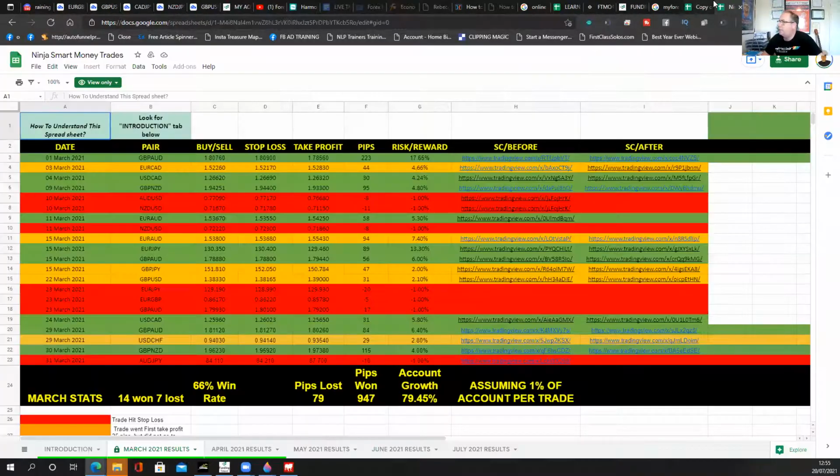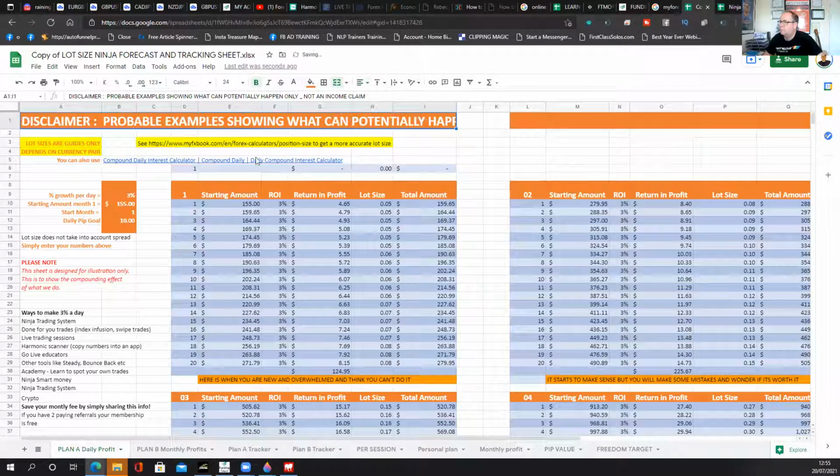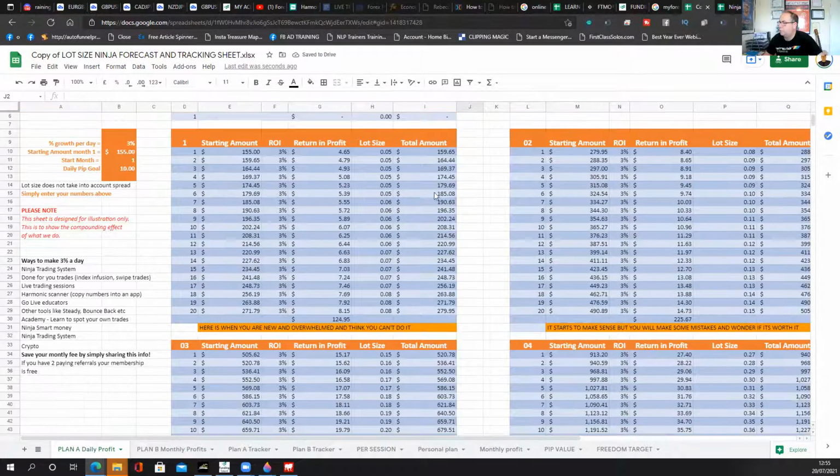But if you did that and you did an average of 3% a day, the first day you're going to make $4.65. The next day you're starting with 159.65 rather than 155, so you make 4.79, and on it goes. At the end of the first month, if you're consistent trading 20 days a month, you could have made 124.95. Like it says up here, guys, these are probable examples showing what can potentially happen, not an income claim. I don't know why that's missing. That should be on there, not an income claim. There you go, so it's all potential.